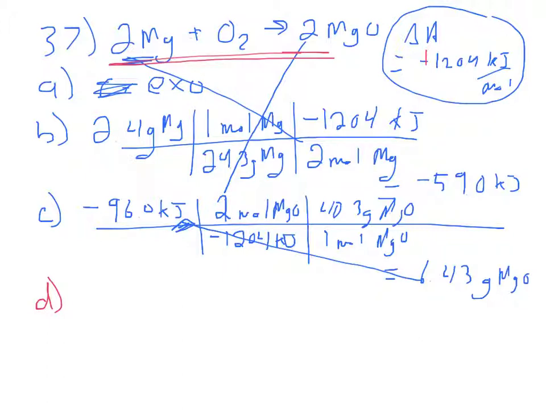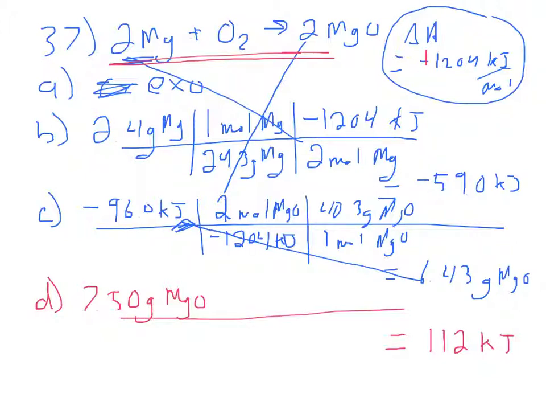Okay, so on D, you start with 7.50 grams of MgO, and you end up with an answer of 1112 kilojoules. Notice it's not negative, so heat was actually taken in because it's the reverse. Okay, so you need to go along and see if you can fill out that picket fence. It's just very similar to B and C.